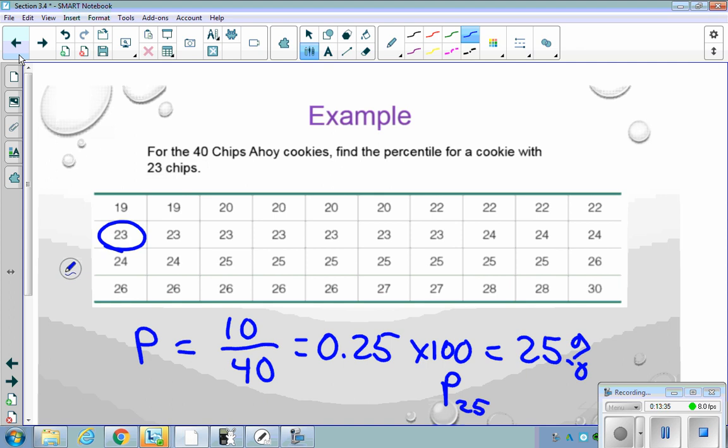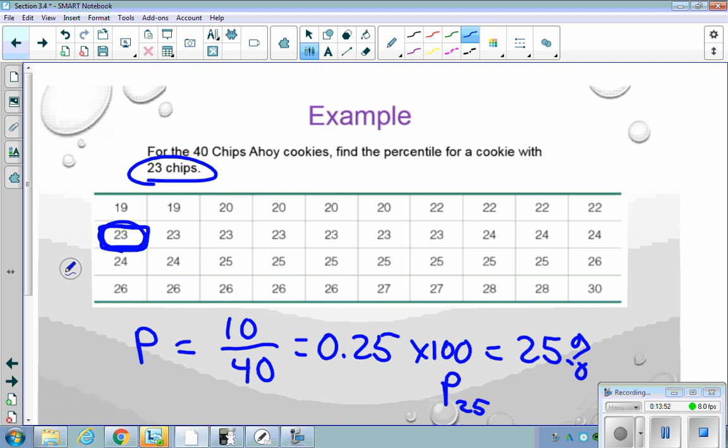Then I located, I want the percentile for 23 chips. So I located this one, number 23. Okay, and I want the percentile. I want to find the order in which it's in. Now that makes more sense, the word order. Okay, so that made more sense.